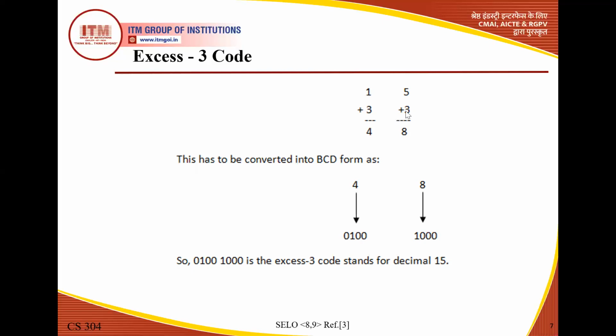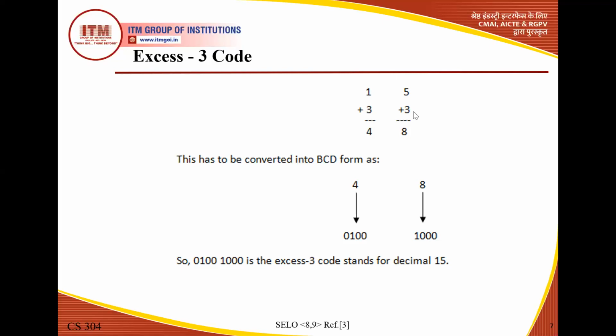So first we added plus 3 separately in each digit. Then we have a 4, 8. So this 8 is now 1000 and this 4 is 0100. So this is converted into BCD form. Now the final answer is 0100 1000, the excess-3 code for decimal 15.